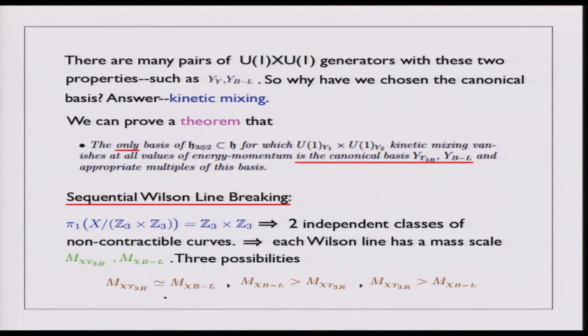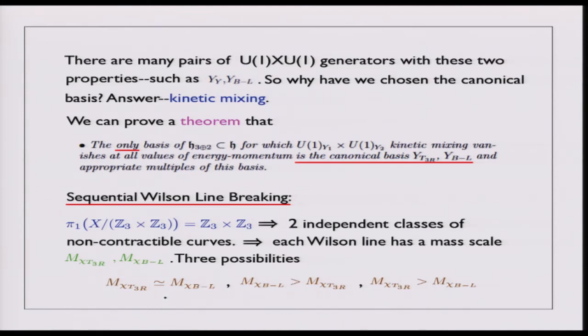Okay. So, what we want to do here is discuss the low energy physics of this theory. We know we have Spin(10), but now it's going to get broken by Z3 cross Z3, which have a T3 right generator and a B minus L generator. It matters a little bit which one happens first. Each Wilson line has a mass scale associated with it because you're wrapping on an internal cycle, and the cycles can have different radii.